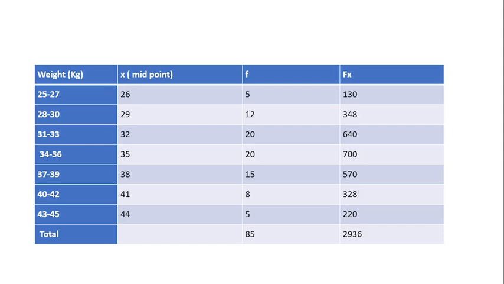What it means is that you are doing 26 times 5 plus 29 times 12 plus 32 times 20 plus 35 times 10, in that order. That is what it means. But you have already done that in the table here. So when you go to your formula, you just input and get your result. When you sum all the frequency, you have 85, and when you sum all the values of frequency times x, you have 2936.